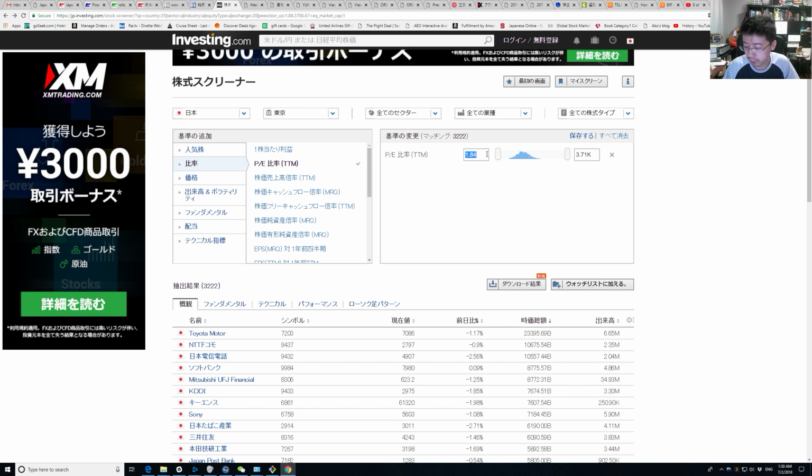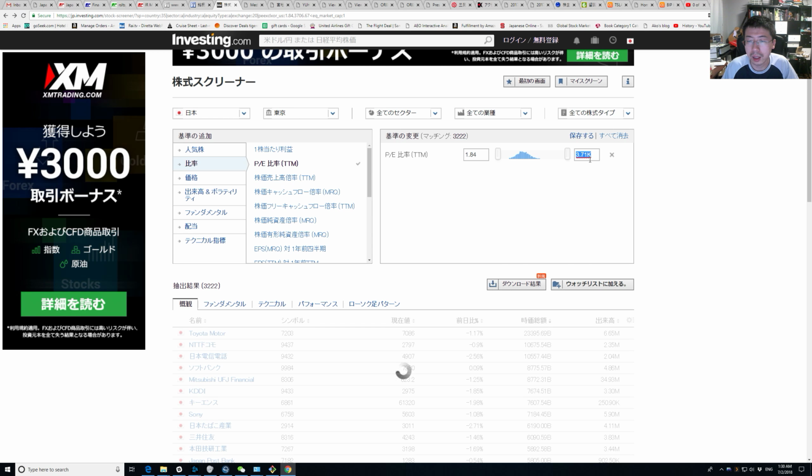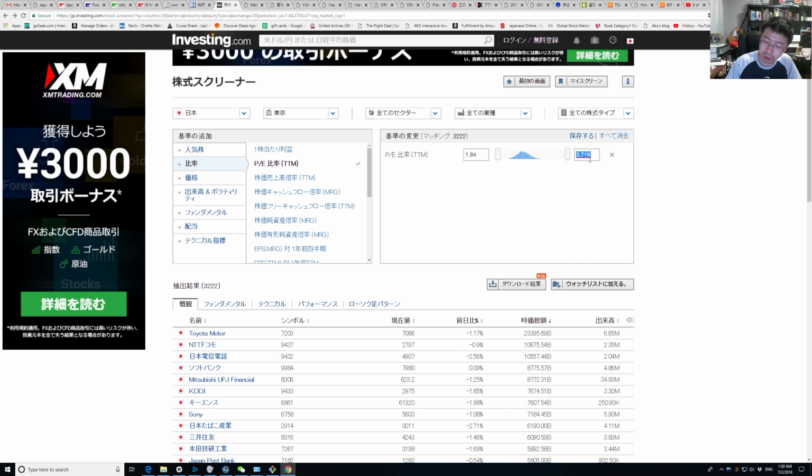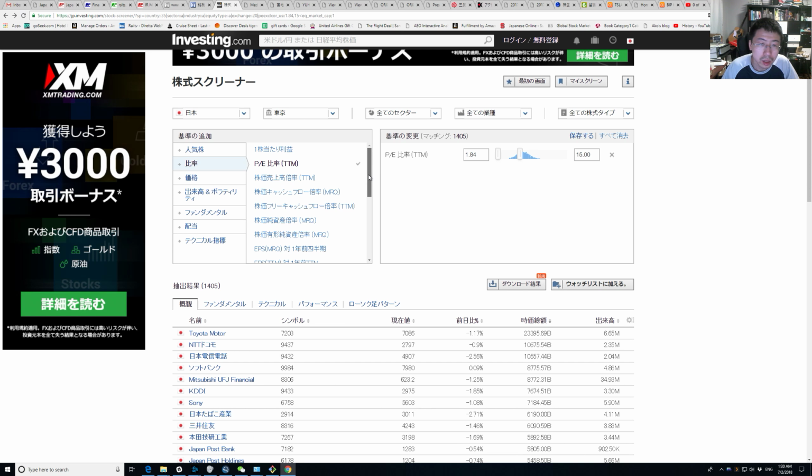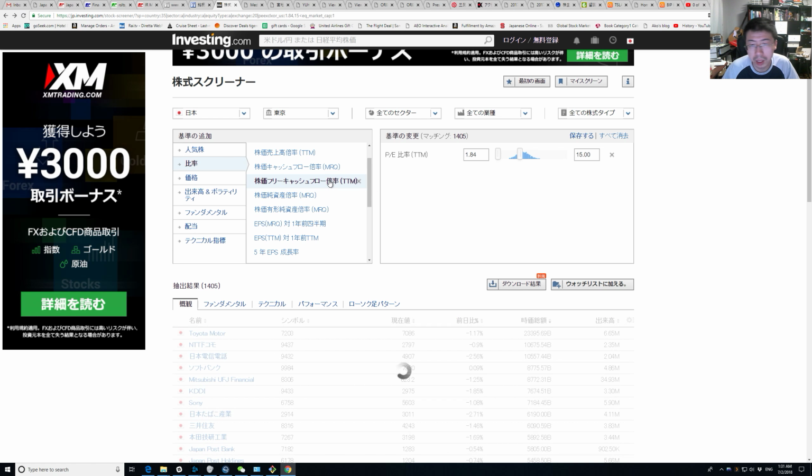Let's say we want something that's not losing money, and then let's say no more than 15. PE lower than 15, very good. And then here, this is PS, price to sales ratio. You could do PS. I'm not too interested in that. Here's price to cash flow ratio. Price to free cash flow ratio. Maybe I look at that, right?